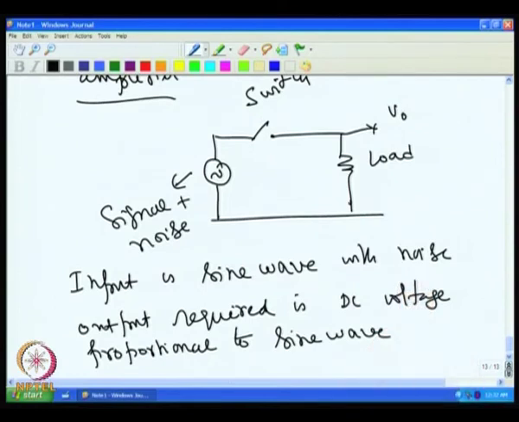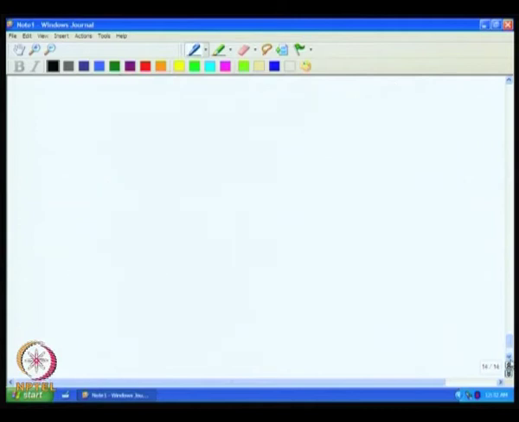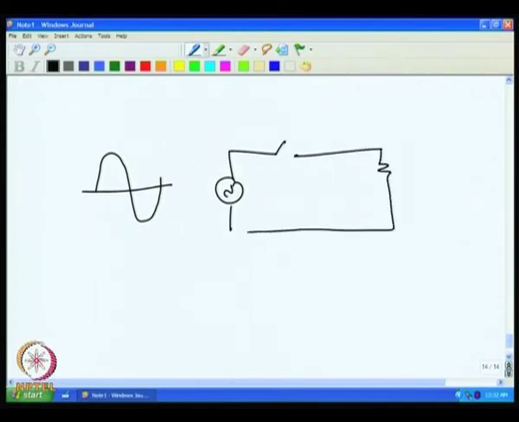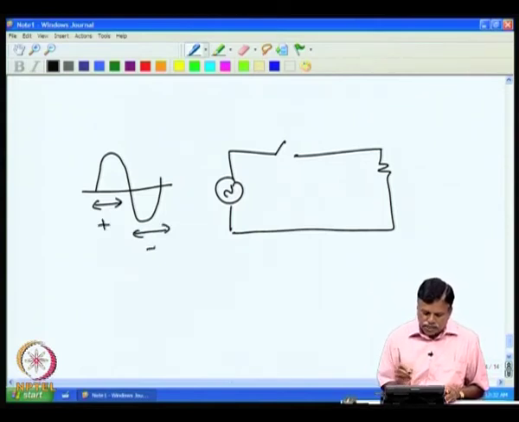Now how will you achieve this? One can do this in the following manner. Assume that we have an input sine wave like this. Then we will have a switch here. Then I operate the switch. You have a positive half cycle, and this is a negative half cycle.